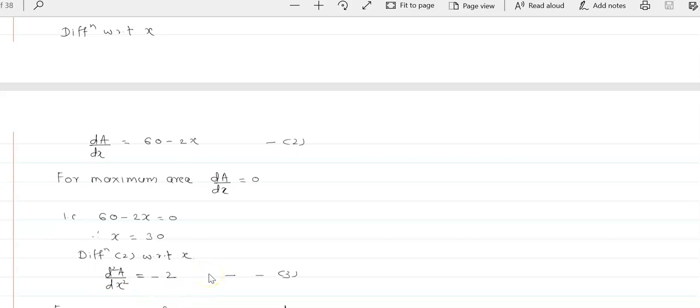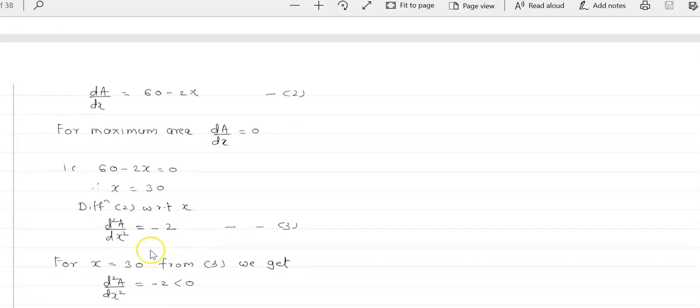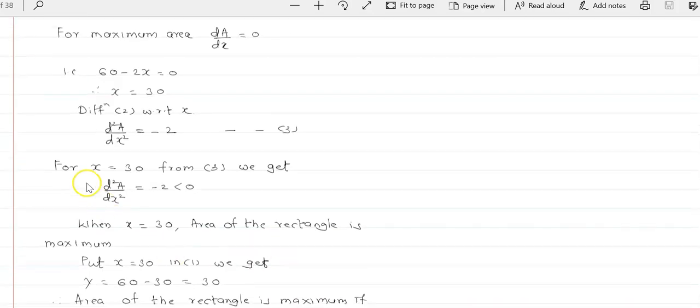This is the second order derivative test. If the derivative is negative, then the area is maximum. If the derivative is positive, then the area is minimum. Now we get d2A upon dx square is negative. Therefore, at x equals 30, from 3, we have d2A upon dx square is minus 2, which is less than 0. Therefore, the area is a maximum at x equals 30. The area of the rectangle is maximum.